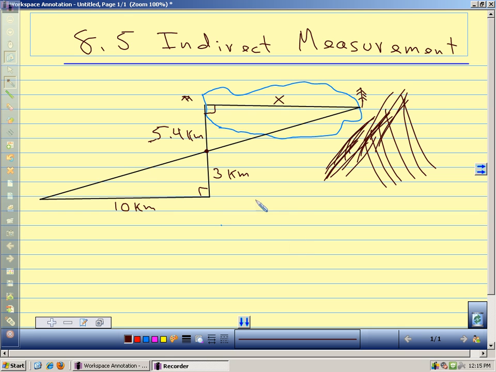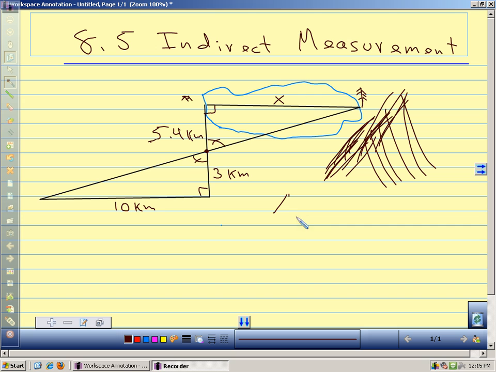So you say, well, take a look at these triangles. These two angles are 90 degrees. What kind of angles are these? Vertical angles. So they are congruent. So what do we know now about these two triangles? They are not congruent, but similar.